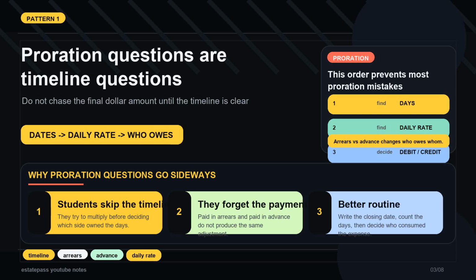Proration questions are really timeline questions. First, mark the closing date. Second, identify whether the item is paid in arrears or in advance. Third, count who used the period and for how many days. Only then do you calculate the daily rate and multiply. Students usually lose these points because they start multiplying before they settle the timeline.